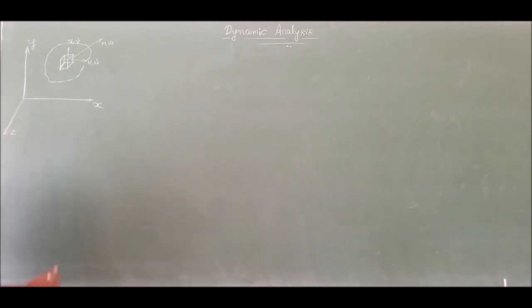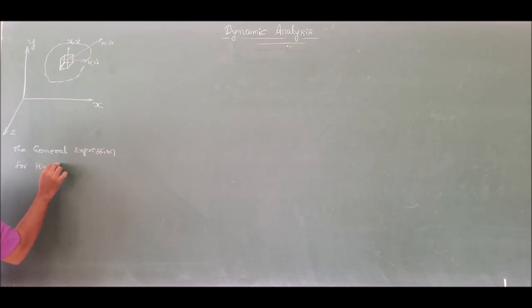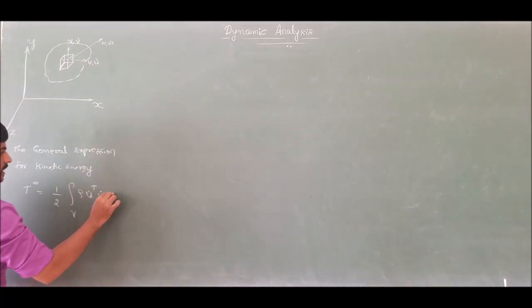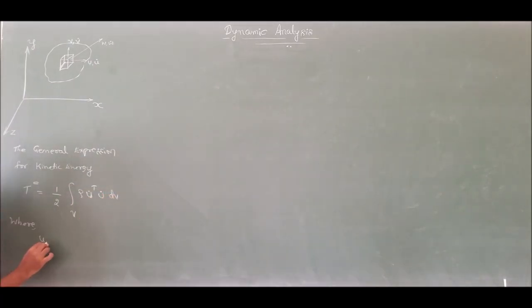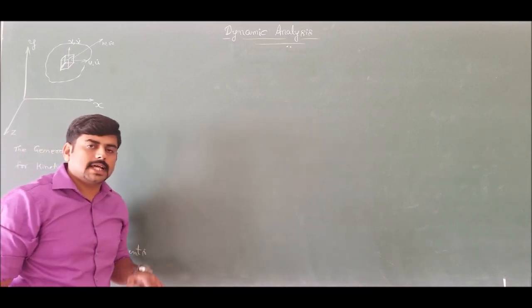So now to determine the kinetic energy, the general expression for kinetic energy T of any element is equal to half volume integral of density times velocity transpose velocity into dV, where u, v and w are displacements, whereas u dot, v dot and w dot are velocities along x axis, y axis and z axis respectively.